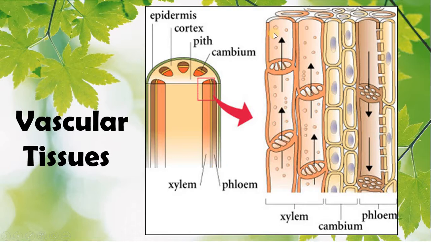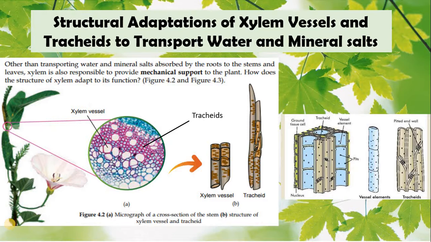These are the structure of the xylem. Xylem consists of xylem vessels and tracheids. This is the structure of the cambium, and this one refers to the structure of phloem. Phloem consists of sieve tube and companion cells. So that is the vascular tissues of the plant, consisting of xylem and phloem.